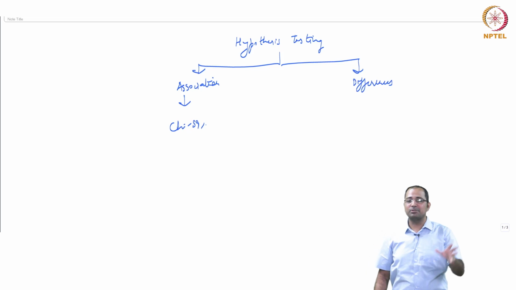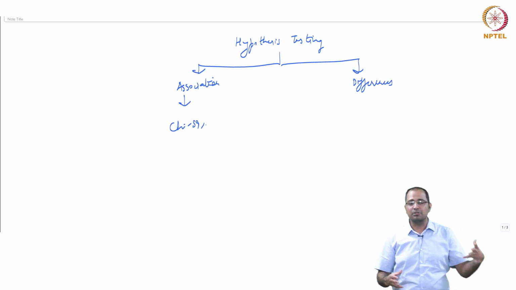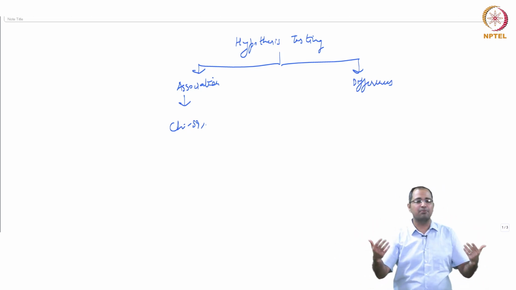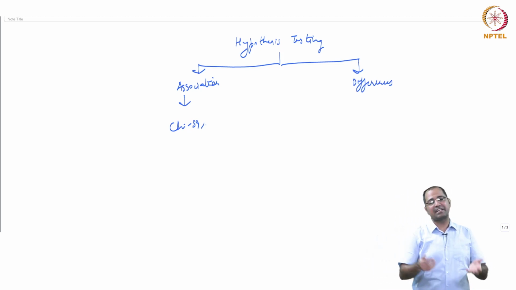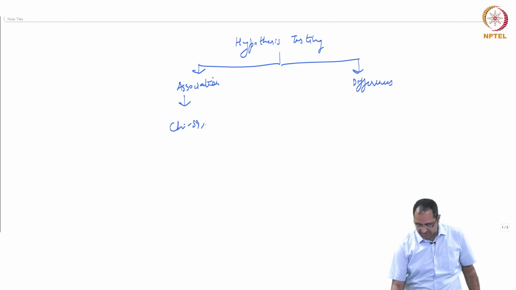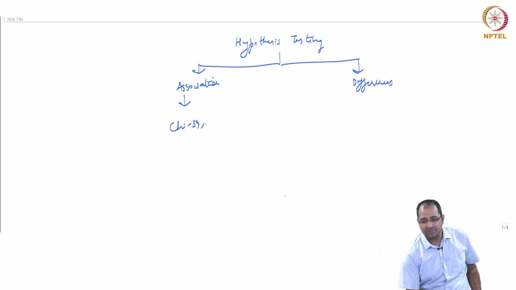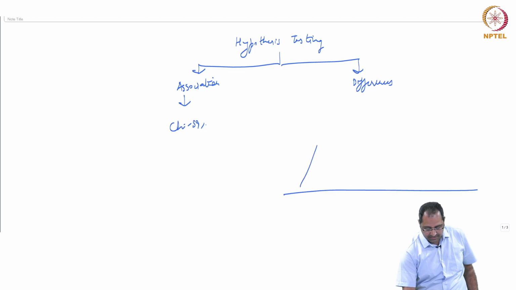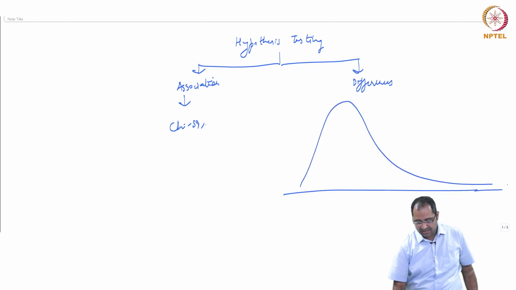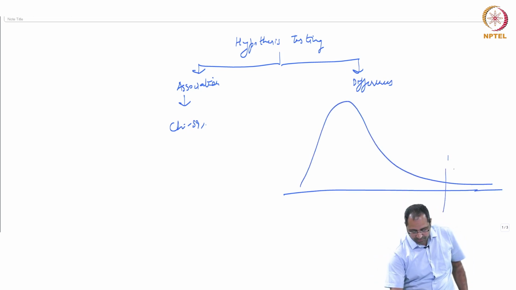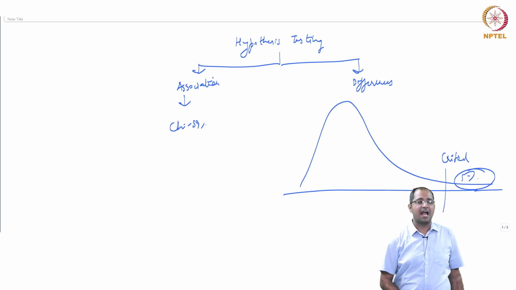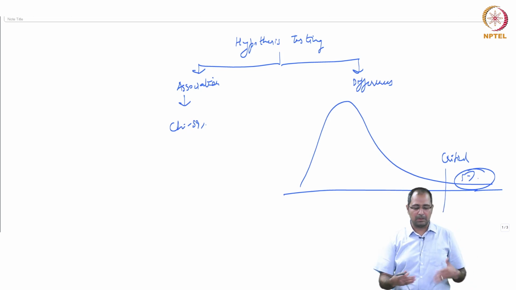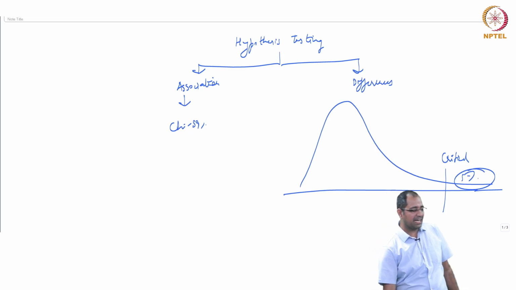Coming to the chi-square test, the null hypothesis and alternate hypothesis: the null hypothesis in the chi-square case is that there is no association. The alternate hypothesis is that there is an association, and we will test this using the chi-square method. For chi-square, we look at the critical value, and this is the 5% zone. What it means, we will see in a while once we do the chi-square test.